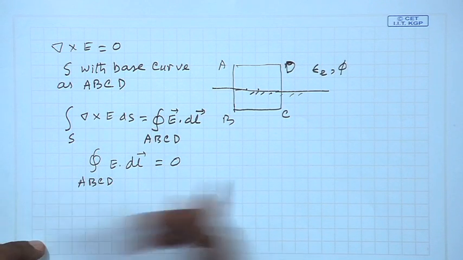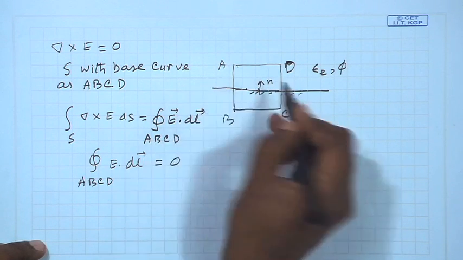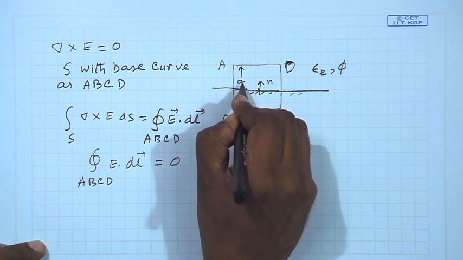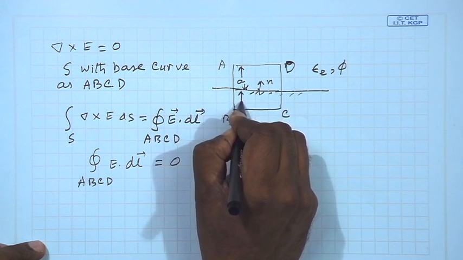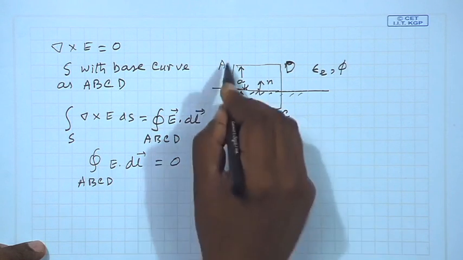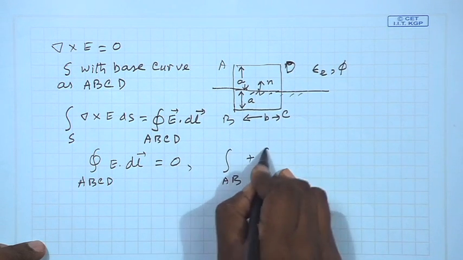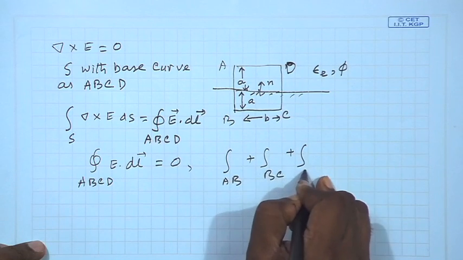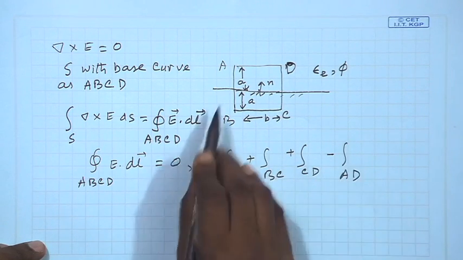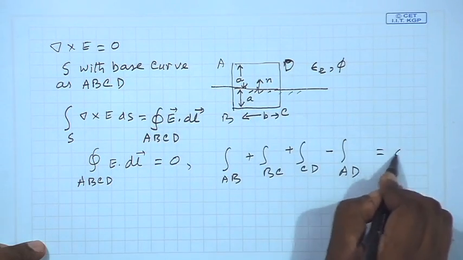Okay. Now, say this is the surface n. Let this distance be a, the height is also a, we take it symmetrically. So, this is a and this is b. So, when we take the curve integral, this is equal to the integral over AB plus BC plus CD minus AD. It will be in some direction.